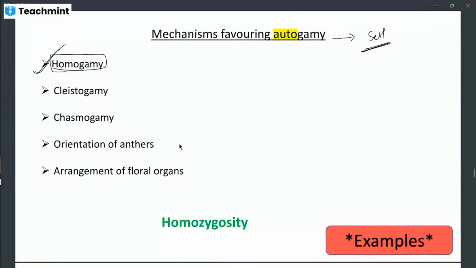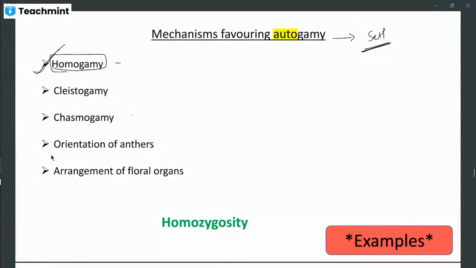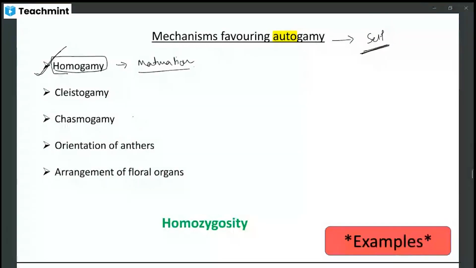Okay. So what do you mean by homogamy? Maturation at the same time, right? So what matures at the same time? Pistil and stamen. Okay. So the male and female reproductive parts mature at the same time.